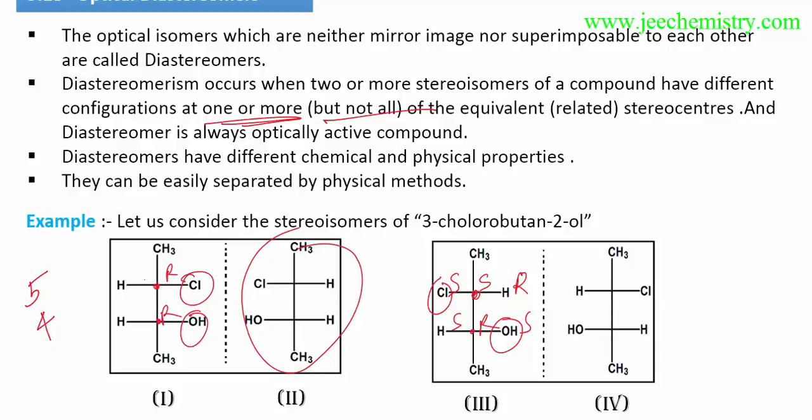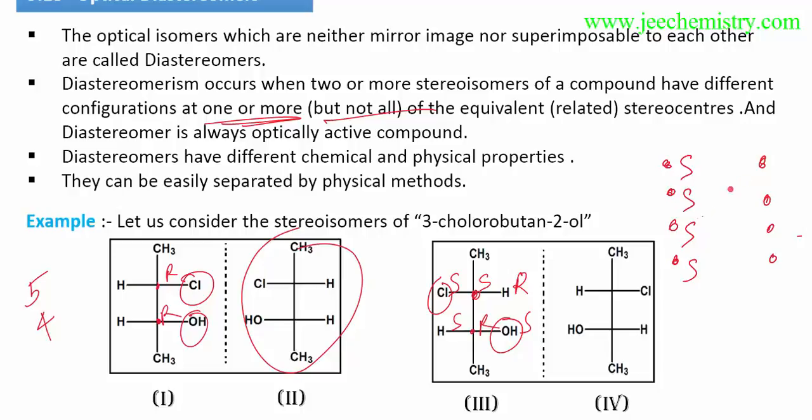If two stereocenters are there, then one must be different. If one is different, then they will be diastereomers. If all the stereocenters are different, meaning all the stereocenters are opposite, then that cannot be diastereomers, that will be enantiomers. I have already explained that. Suppose there are 4 stereocenters in these compounds, they are mirror images and not superimposable. If this has absolute configuration R, S, S, then this compound must have at least one stereocenter that is different.